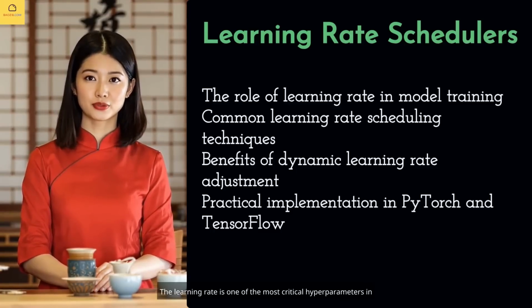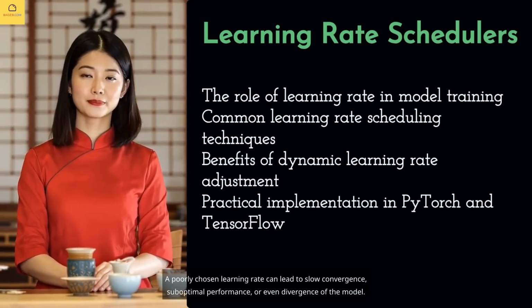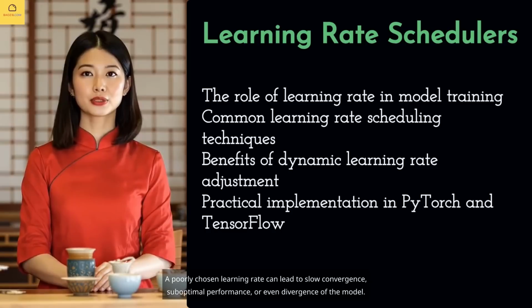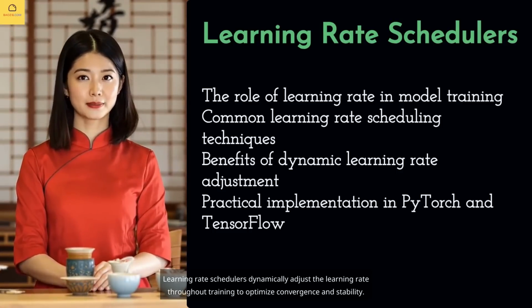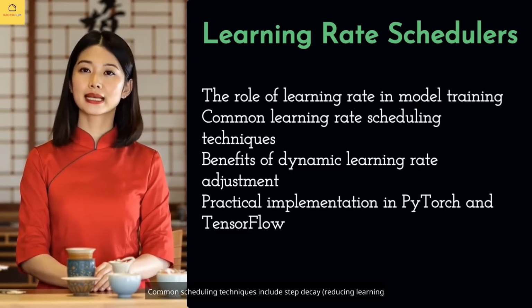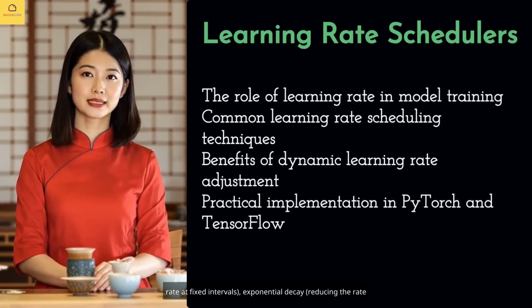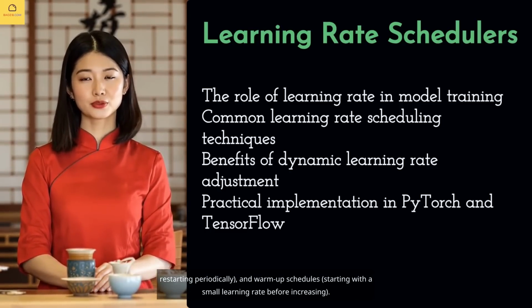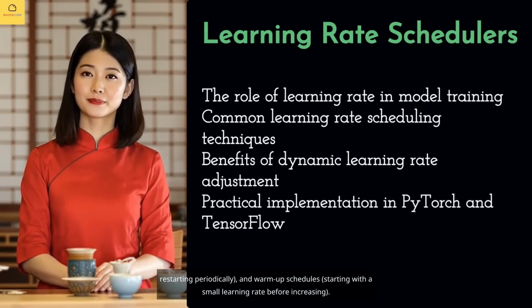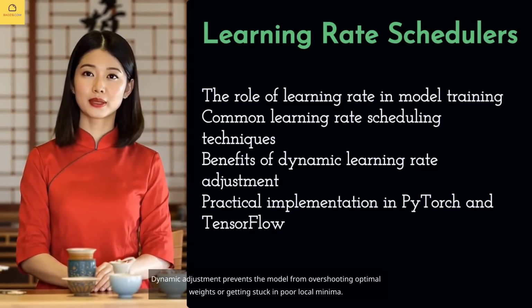The learning rate is one of the most critical hyperparameters in training LLMs, as it determines how quickly the model updates its weights. A poorly chosen learning rate can lead to slow convergence, suboptimal performance, or even divergence of the model. Learning rate schedulers dynamically adjust the learning rate throughout training to optimize convergence and stability. Common scheduling techniques include step decay, reducing learning rate at fixed intervals, exponential decay, reducing the rate continuously, cosine annealing, smoothly reducing the rate and restarting periodically, and warm-up schedules, starting with a small learning rate before increasing. Dynamic adjustment prevents the model from overshooting optimal weights or getting stuck in poor local minima.